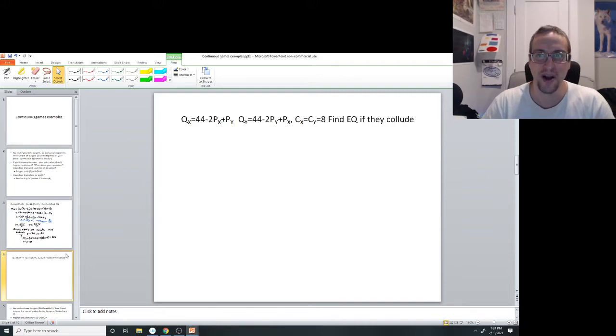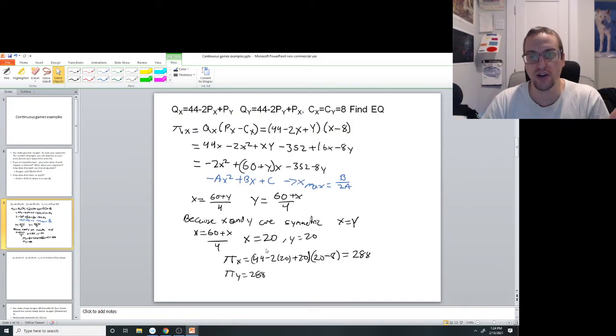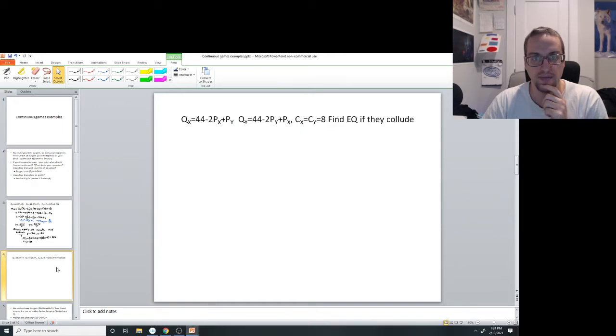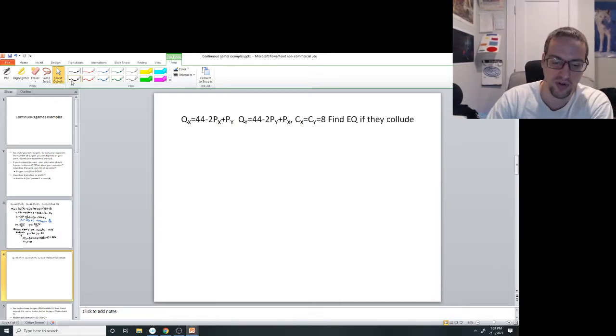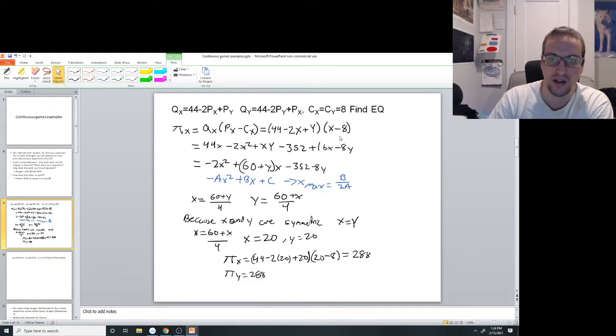Now this is the outcome. This is the equilibrium, 20 and 20 each. The profit is 288, 288. What if they collude? What if they work together? What if the two restaurant owners say to each other, hey, we're not just out for ourselves, let's work together, let's collude. Let's do what's best for both of us. So I'm going to go ahead and copy this piece from here.